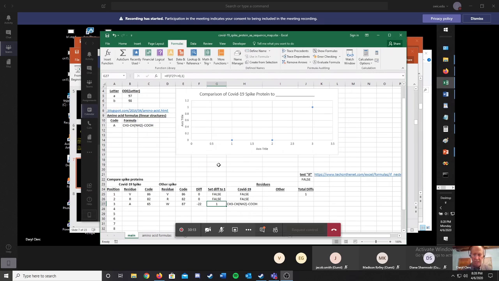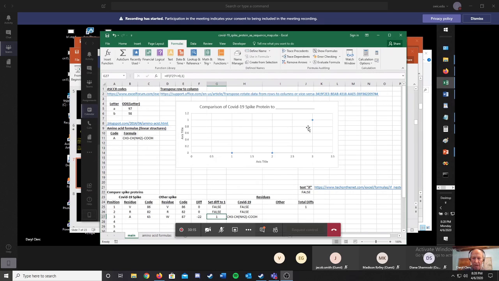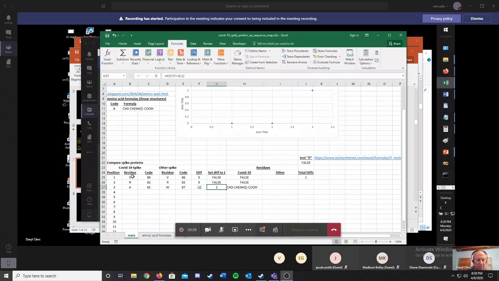So a 1 ends up displaying here in the graph. It's the third point of the series. So that's in a nutshell what would be done for the first part. So we've compared two sequences, but these are only 3 residues long.